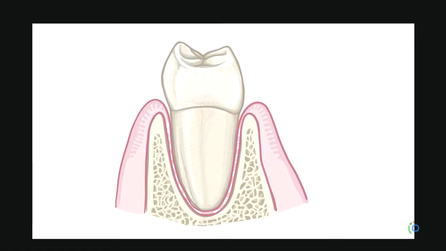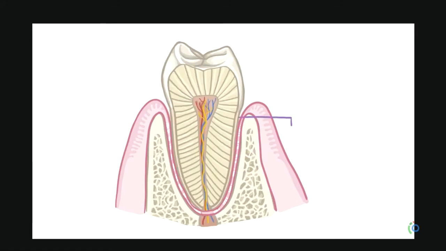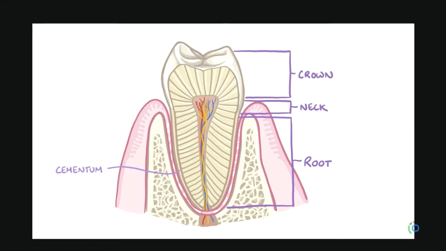The tooth itself can be roughly divided into two parts. The first part is the root, and it sits within the alveolus. The root is covered by a bone-like substance called cementum, and that's what the periodontal ligament's fibers are attached to. Next, there's a short zone called the neck, which is a transition between the root and the crown. The crown is the visible part of the tooth that protrudes from the gingiva, and it's covered in enamel. Enamel has such a high mineral content that it's the hardest substance in the human body.